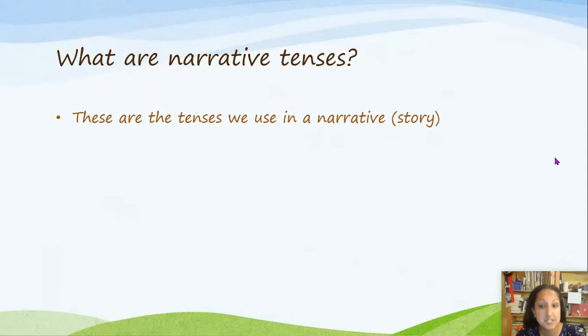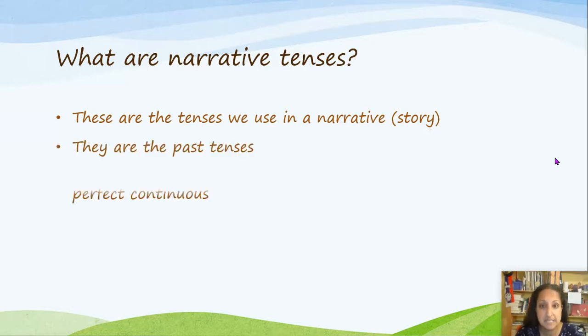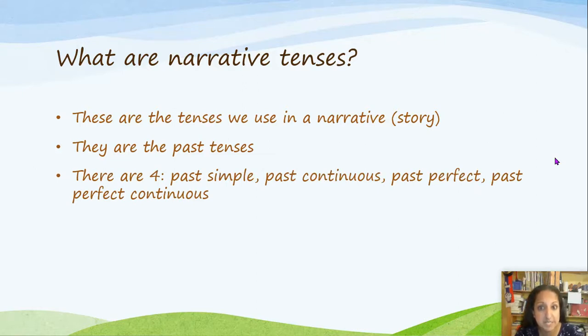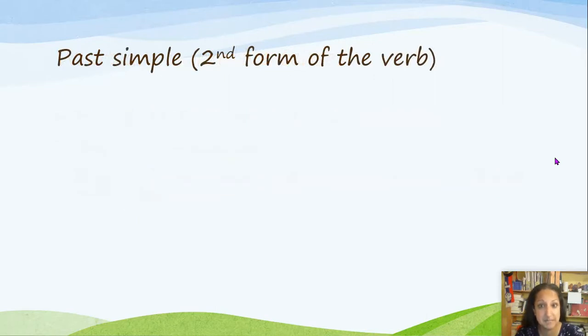These are the tenses that we use in a narrative, as in a story. There are four of them, and they are the past tenses. There's the past simple, past continuous, past perfect, and past perfect continuous. Let's look at each of these in turn. We'll start with the past simple.